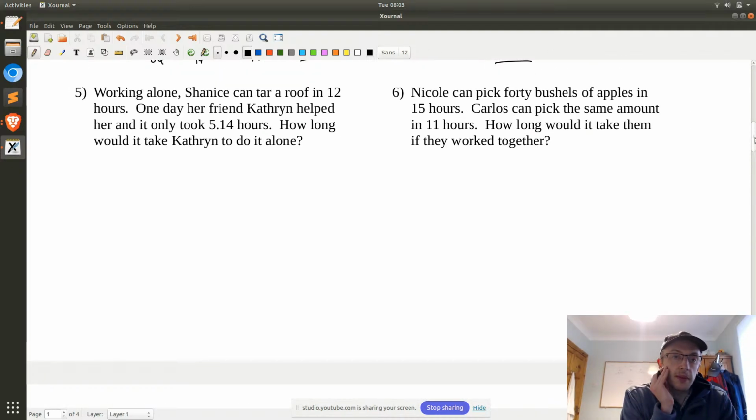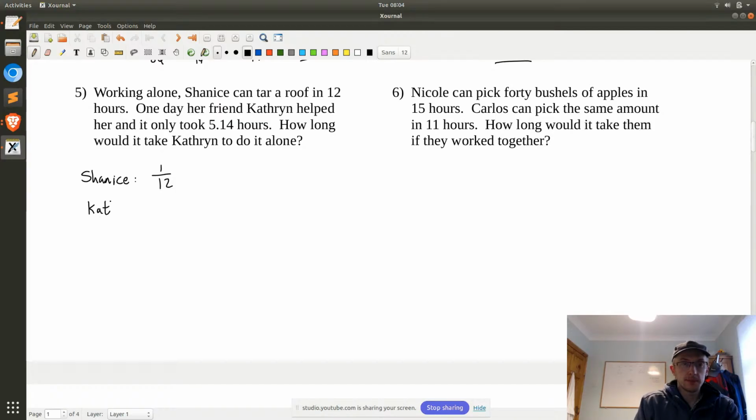Okay, problem 5. Working alone, Shanice can tar a roof in 12 hours. So straight away, I write Shanice. Their speed is 1/12 of a roof per hour. One day, her friend Catherine helped her, and it only took 5.14 hours. Interesting. How long would it take Catherine to do it alone?